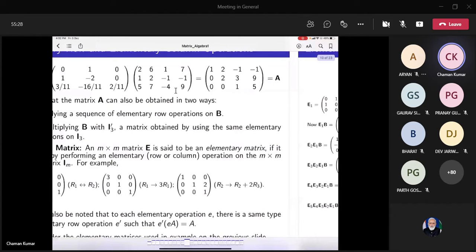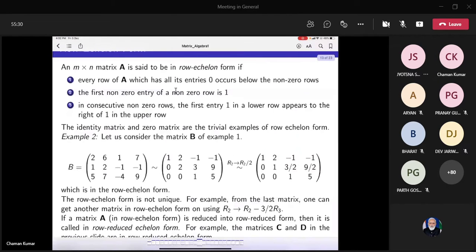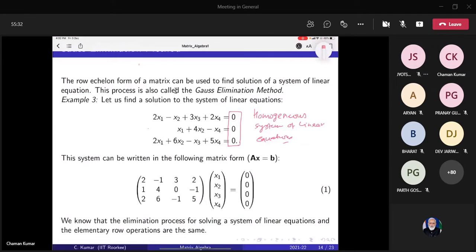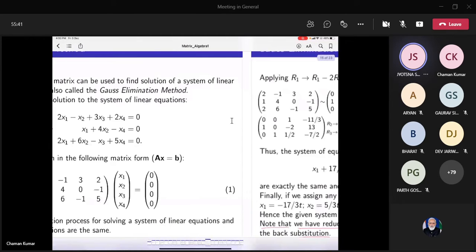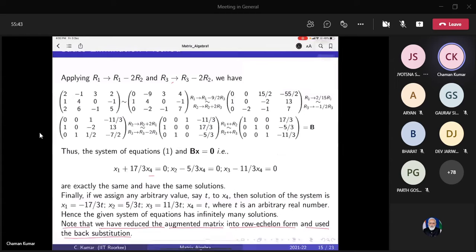Sir, so anything else? Yeah, go on. What is the significance of linearly dependent and independent? Like, what can we get from that? The use of linear independence and dependence will come into the picture when we discuss the rank of the matrix.